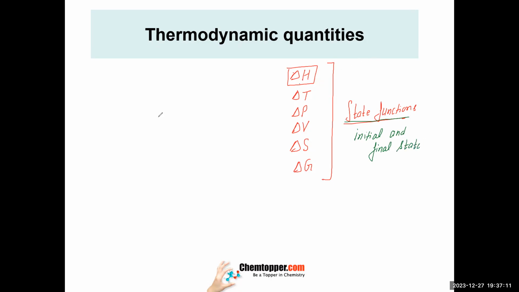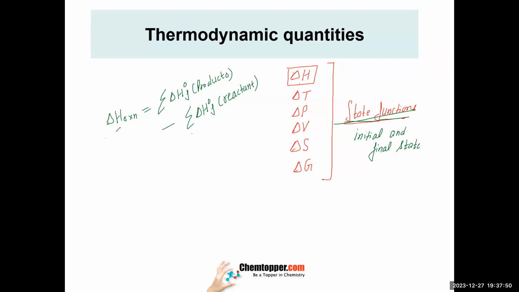Like delta H, what is delta H? We did the equation. Delta H of the reaction is the summation of delta H naught formation of the products, whatever products are there, minus summation of delta H naught formation of the reactants. This equation is there because it's a state function. It depends only on the reactants and products. It doesn't depend on the intermediates or whatever path they are following.